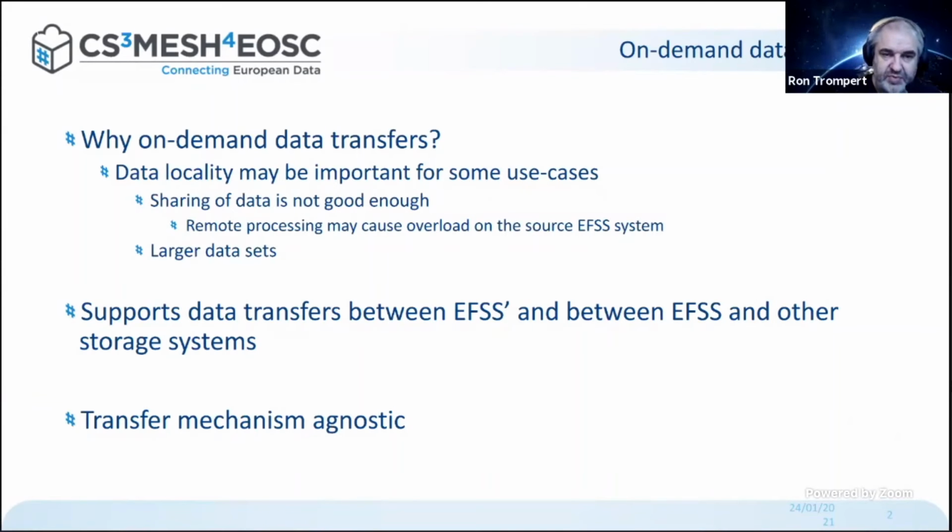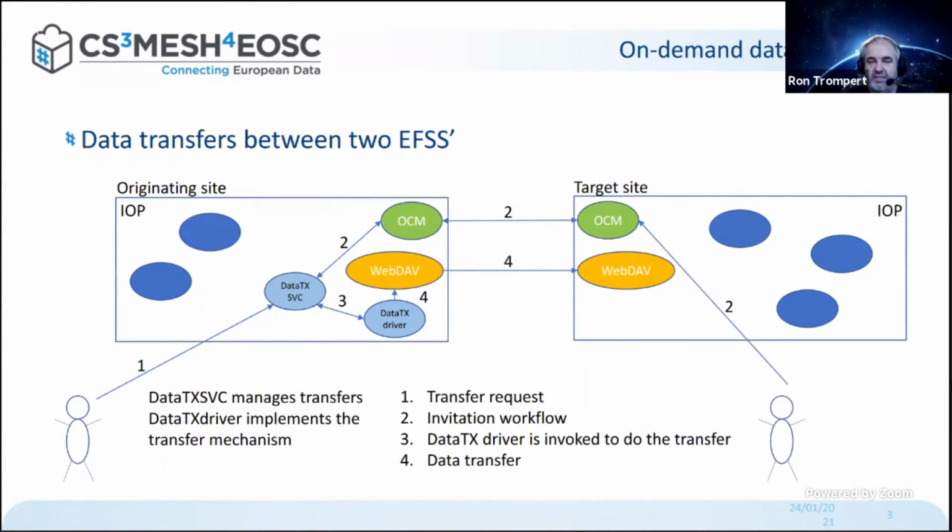So that's what we've already talked about: support for data transfers between enterprise sync and share services, which we've implemented so far. It is also data transfer mechanism agnostic. What that means, I will show you here. Here you have two EFSS systems, the IOP running with several microservices, and related to data transfers there are basically two different services running. There's a data transfer service that manages the whole thing, keeping track of data transfers and invoking a data transfer driver. The data transfer driver can be specific to a certain transfer mechanism, but the data transfer service itself is transfer mechanism agnostic.